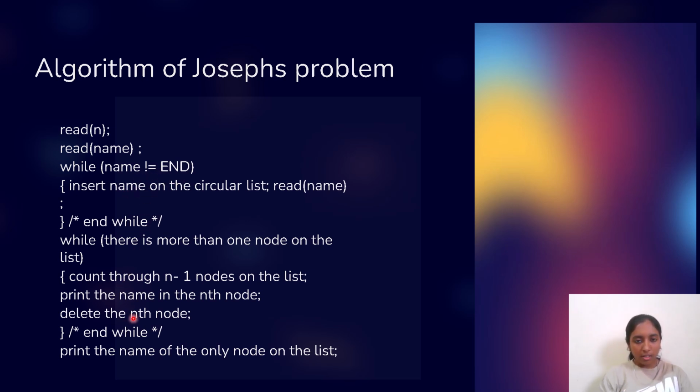And next, in another loop, here we are considering the list while there is more than one node on the list. It counts n minus 1 nodes to find the nth node, prints it and removes it. It repeats until one node remains. At last, it prints the name of the last remaining soldier. This loop replicates the logic we saw earlier. Each step mimics the counting and elimination. So let's dive into the next slide.